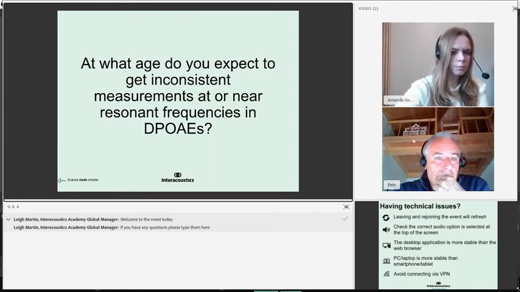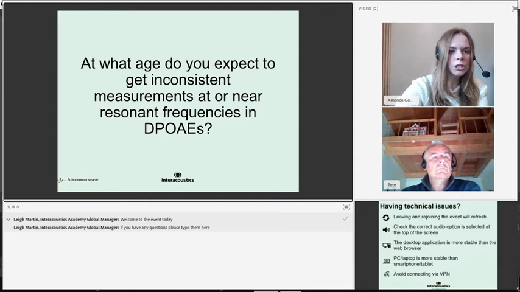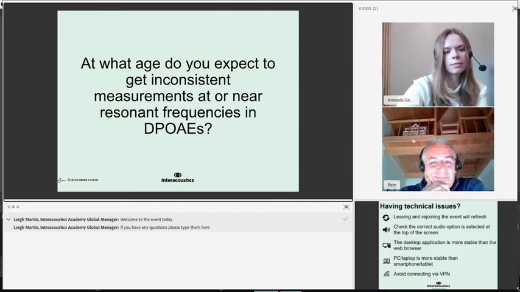The next question that we had come through was, what age do you expect to get inconsistent measurements at or near resonant frequencies when we're talking about DP OAEs?